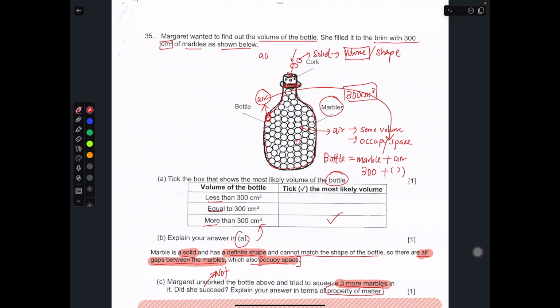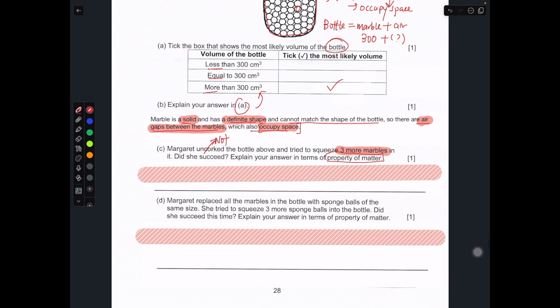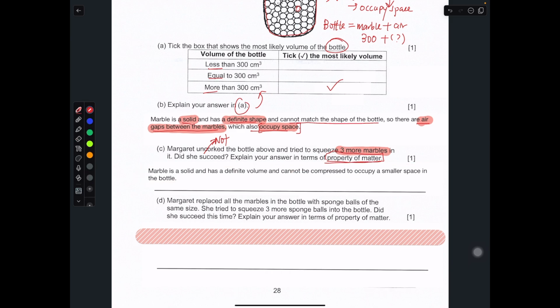Okay, because you are trying to push more, right? It's the act of compressing, and you notice that you cannot do it, or you cannot push the marble down, is because it cannot compress. If it cannot be compressed, it must have a definite volume, and this is actually how you link this part. Okay, so explain your answer in terms of property of matter. It will be this. Okay, it is still a solid, definite volume, cannot be compressed to occupy a smaller space in the water bottle. So she will not be able to succeed to push 3 more marbles into it.